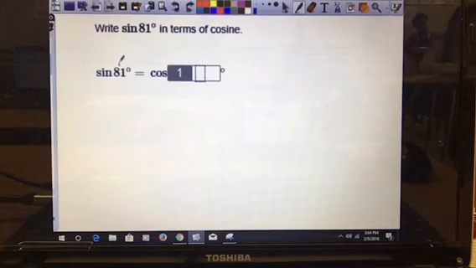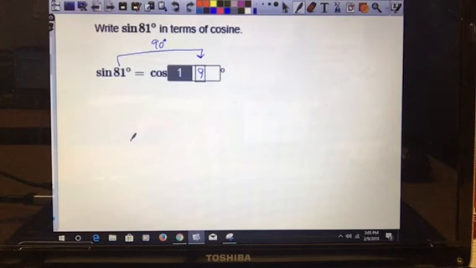Sine of 81 is going to be the cosine of its complementary angle, so that's going to be 9 because these two together have to make 90 degrees. Complementary angles. Cosine of 9 is the same as the sine of 81. As long as they add up to 90 degrees, then the sine will be the same as the cosine of those two angles. So that was right, sine of 81 in terms of cosine.